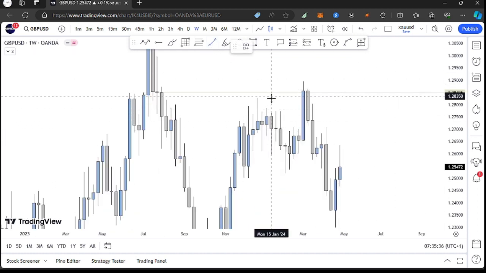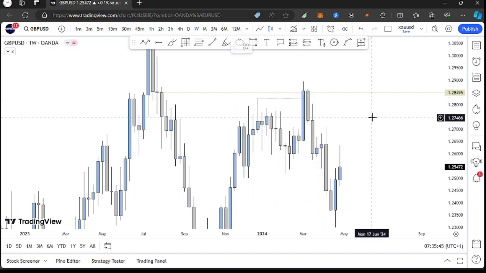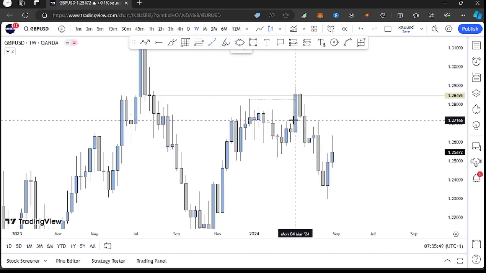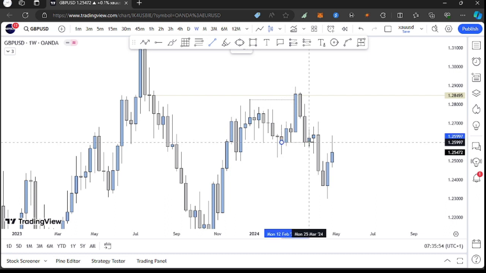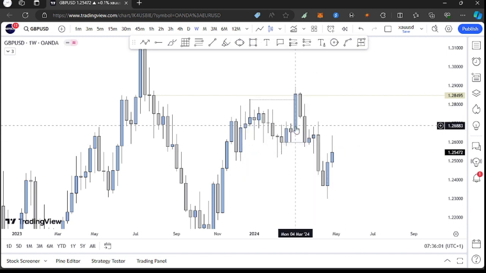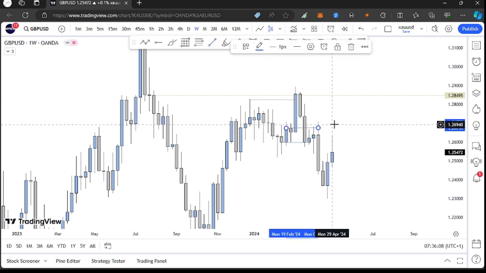So this came to serve as inducement into that level. And then we had the dump, and price came further, came close here, and rejected on this unmitigated support level. Then it pulled up and used this breaker block here to reject.